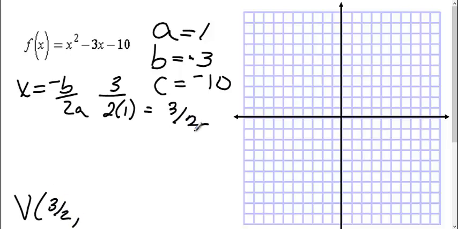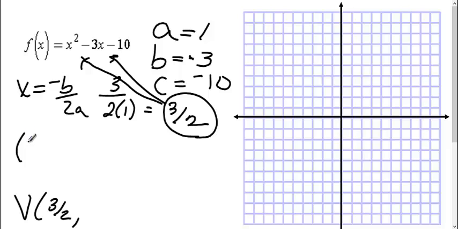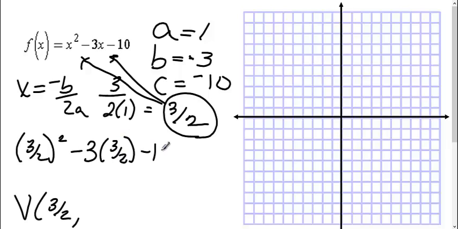Now to find my y value, I'm taking this 3/2 and I'm plugging it in wherever there is an x. So I get 3/2 squared minus 3 times 3/2 minus 10. Okay, when I multiply all that out, I get negative 12 and 1/4. Okay, so my y value is negative 12 and 1/4.